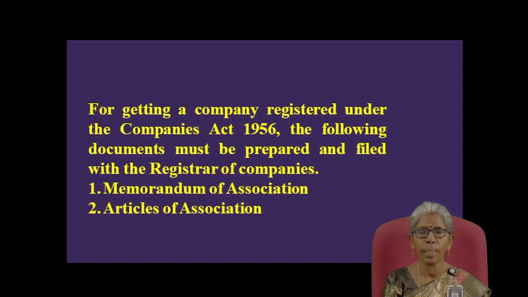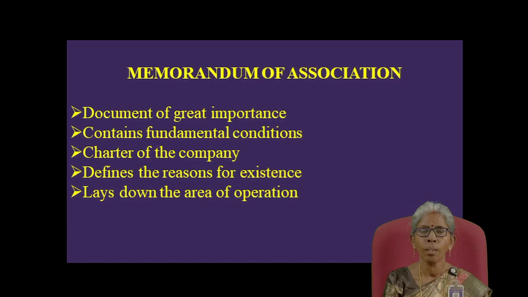For getting a company registered under the Companies Act 1956, the following documents must be prepared and filed with the Registrar of Companies. First one, Memorandum of Association. Second one, Articles of Association. First, we can know about the Memorandum of Association. It is a document of great importance. It contains fundamental conditions of the company. So, it is known as a fundamental document.